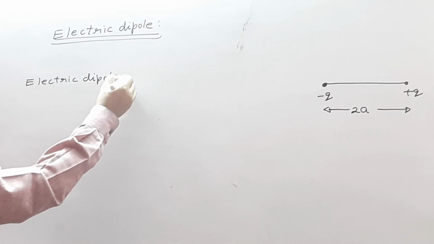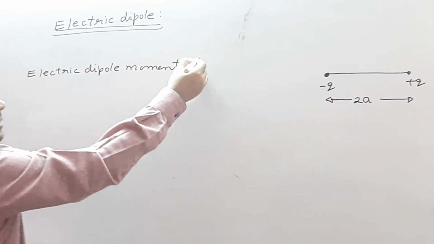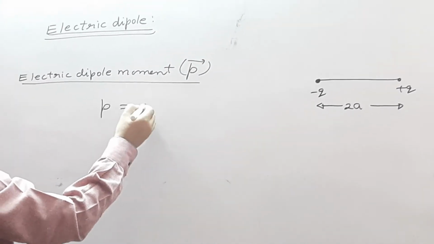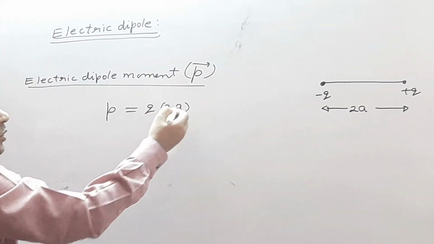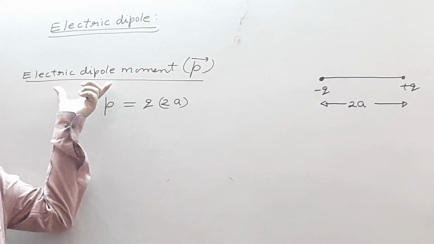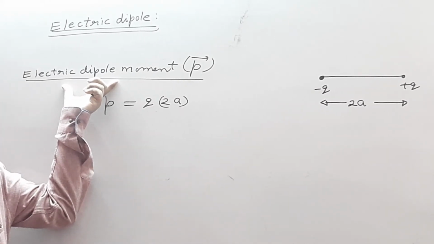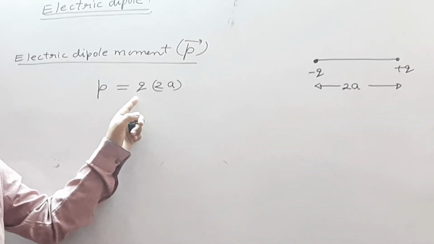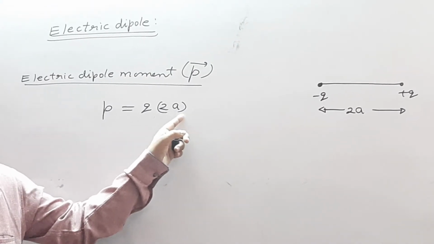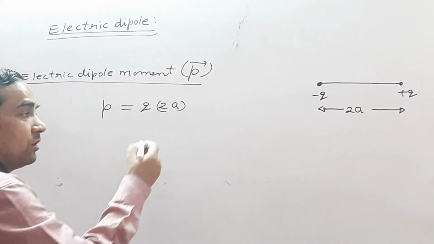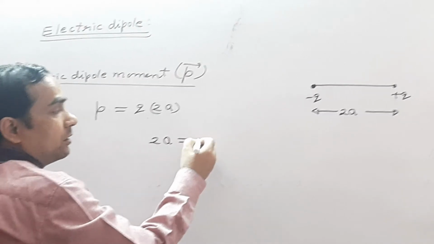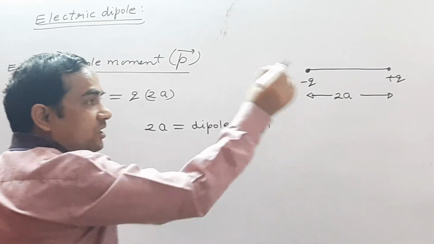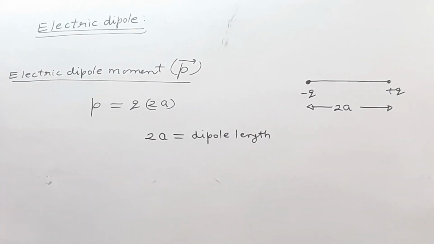Now, for a dipole, a term is defined as electric dipole moment, p. Electric dipole moment p is given by q into 2a. That is, electric dipole moment is defined as the product of the magnitude of any one charge and the distance between both the charges, where 2a is called dipole length or distance between both the charges.